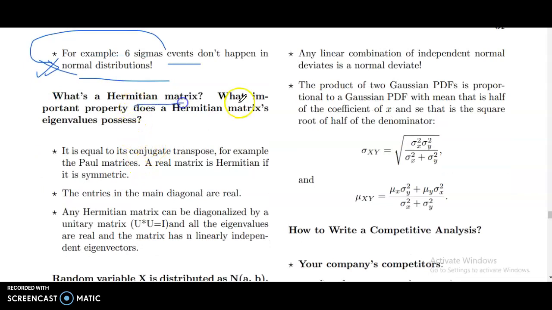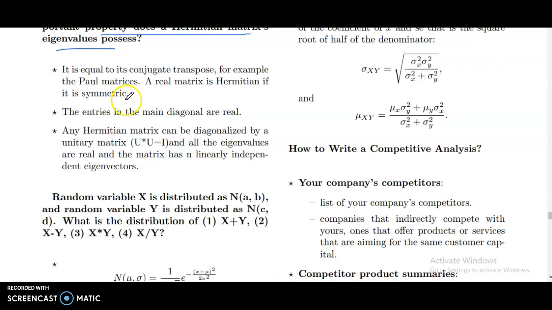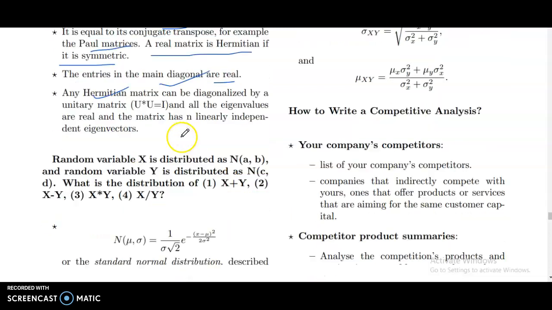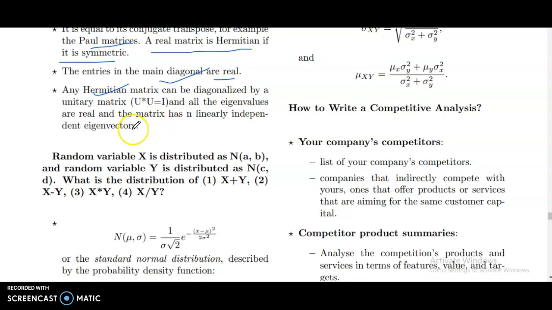What is a Hermitian matrix? What important property do a Hermitian matrix's eigenvalues have? It is equal to its conjugate transpose. For example, Pauli matrix. A real matrix is Hermitian if it is symmetric. The entries in the main diagonal are real. Any Hermitian matrix can be diagonalized by a unitary matrix U, where U*U equals I, and all the eigenvalues are real. The matrix has n linearly independent eigenvectors.